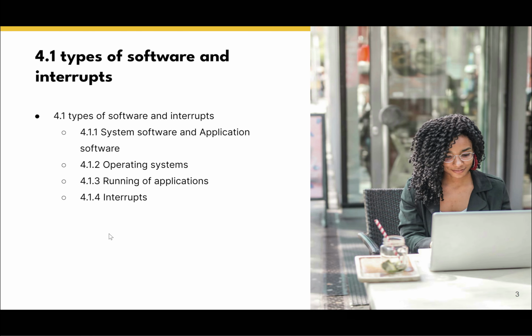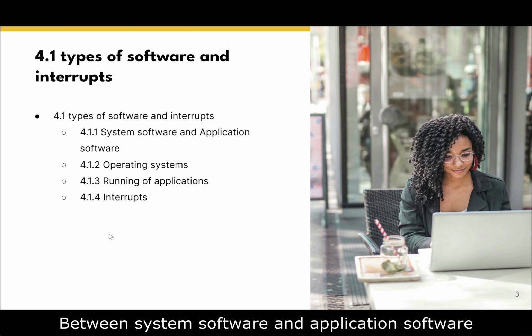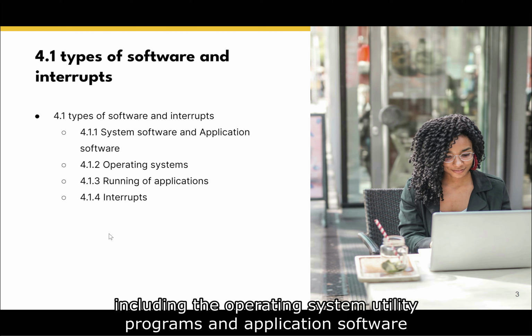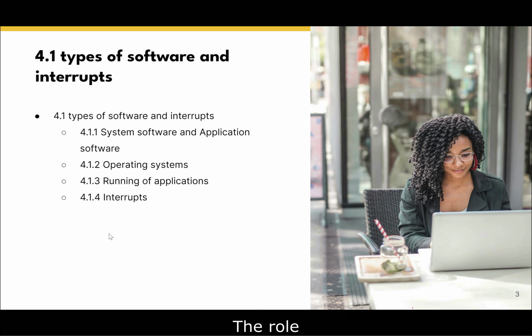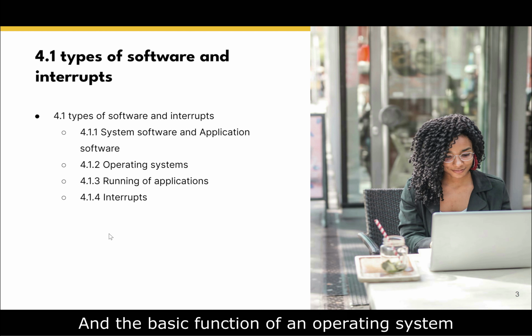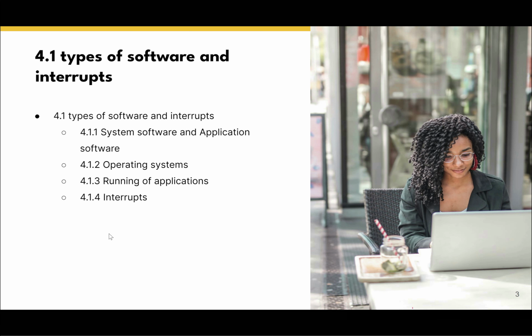In this session, we will learn about types of software and interrupts, the difference between system software and application software, including the operating system, utility programs, and application software, the role and the basic function of an operating system, the need for hardware, firmware, and operating system when running application software, and the role and operation of interrupts.